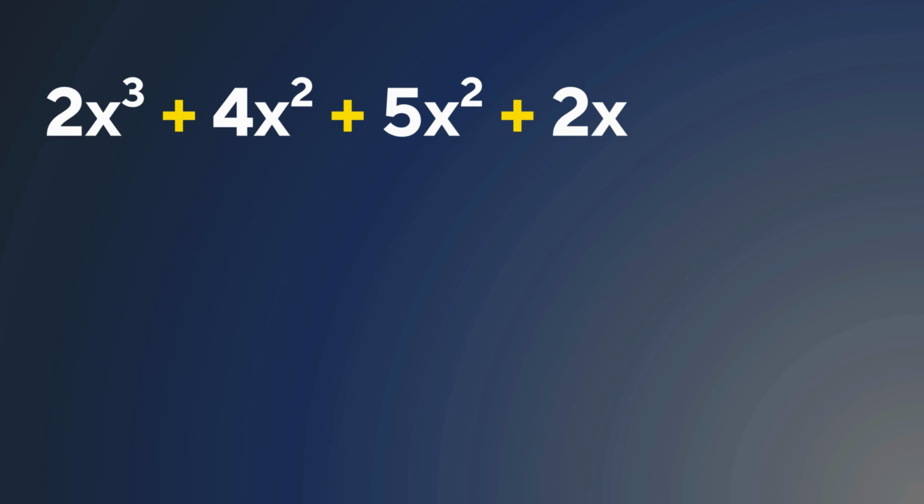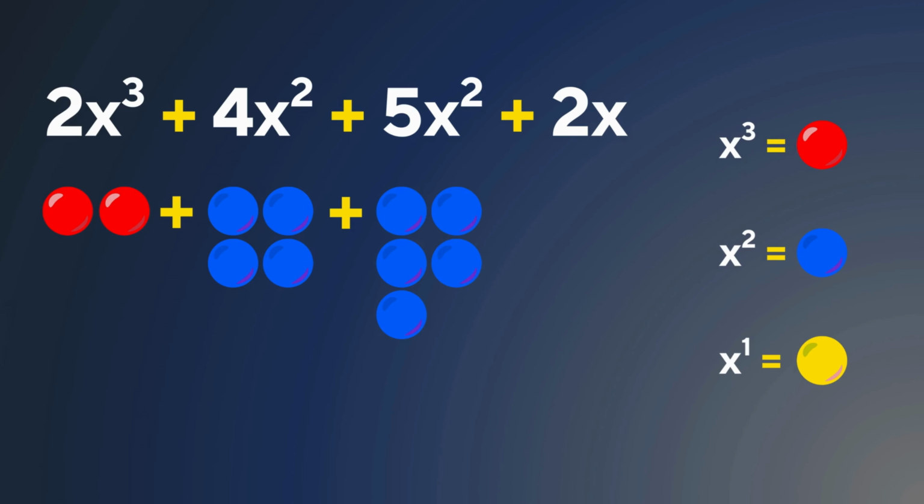For example, to better understand, imagine substituting variables with colored balls. Let x cubed be replaced with red ball, x squared with blue ball, and x raised to the power 1 with yellow ball. Then we can represent the polynomial as 2 red balls plus 4 blue balls plus 5 blue balls plus 2 yellow balls.